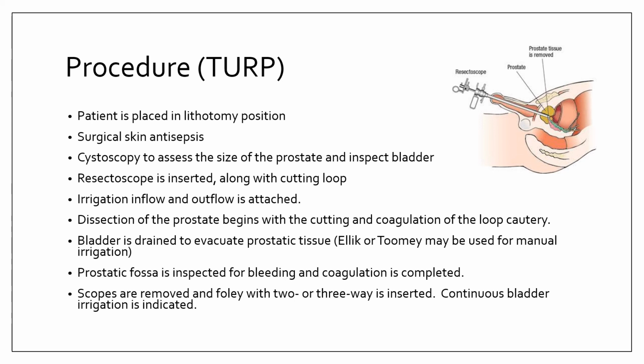After they feel that they've removed most of the prostate, they look in that area, the prostatic fossa, so the area where the prostate was. Ensure that there's no bleeding and that the coagulation is completed. They remove the scopes, and we usually insert a 2- or 3-way Foley, and they give the patient continuous bladder irrigation. So there will be fluid consistently flowing in and then flowing out into a Foley bag that the nurse will empty. In the beginning, the drainage will look quite bloody, and after some time will begin to clear up.